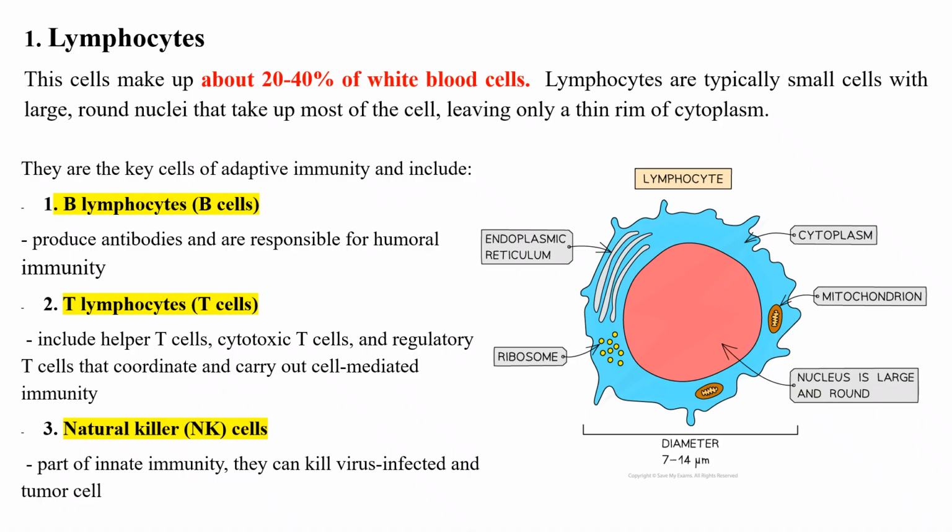This group is incredibly diverse and includes helper T cells that coordinate immune responses, cytotoxic T cells that directly kill infected cells, and regulatory T cells that help control and fine-tune our immune reactions. Together, they carry out what we call cell-mediated immunity. And finally, we have natural killer cells, or NK cells. These are part of the innate immune system, our first line of immune defense. NK cells are like specialized soldiers that can identify and eliminate virus-infected cells and tumor cells without needing prior exposure to these threats.